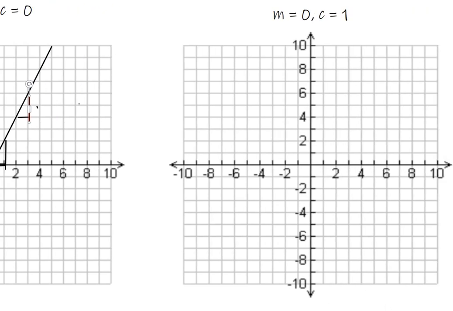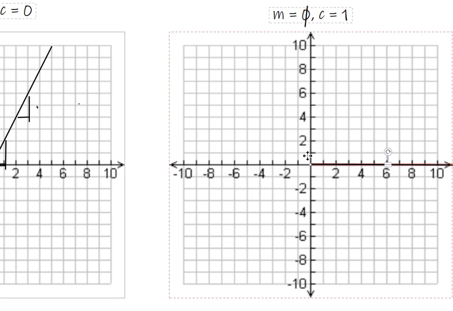Now let's go to the third one, which is the simplest. m equals 1, c equals 1. Sorry, I said m equals 0 at first, but m equals 1. That means the gradient is 1. It can also equal 0. If it's 0, then the line is something like this.